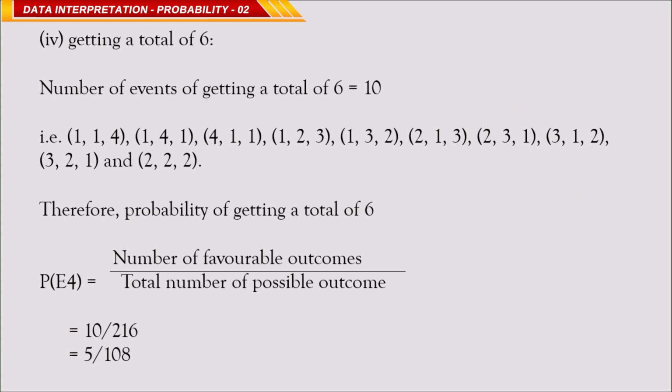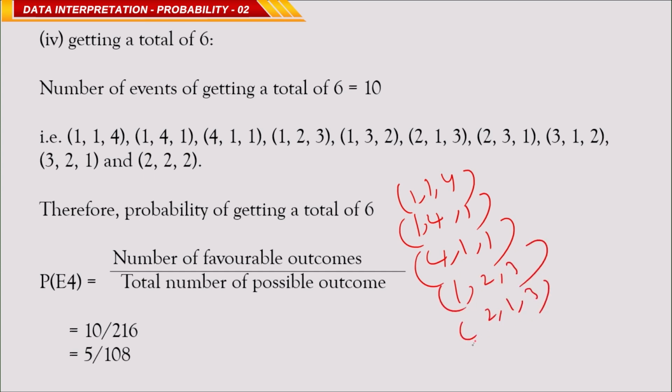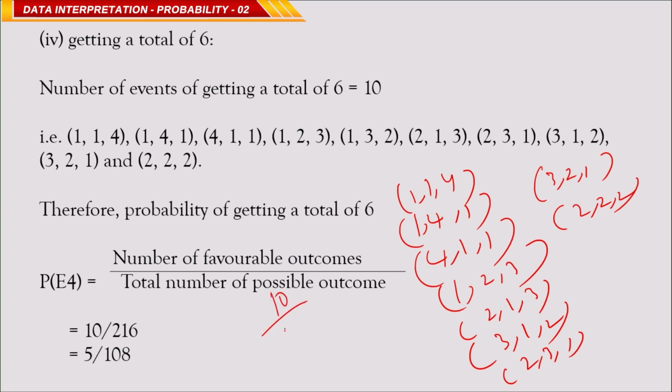Getting a total of 6. The favorable outcomes are 114, 141, 411, 123, 213, 312, 231, 321 and 222. So the favorable outcomes are 10 and the total outcomes are 216. 10 by 216, or you can say 5 by 108, correct.